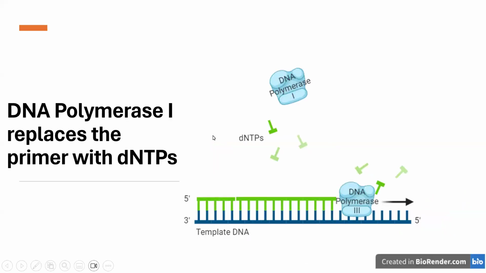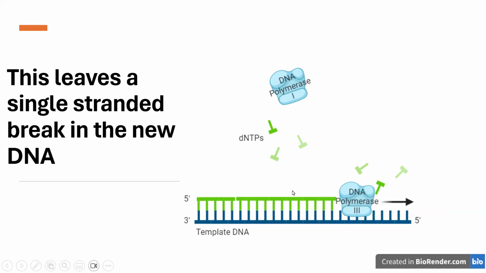And then it's going to add in DNA bases in that same 5' to 3' direction. So it's going to cut out one, replace it with a DNTP, move over, do the next one. Now notice that there's a break that's left between these two sections of the DNA, so they were unable to make this bond together. This is what's called a single-stranded nick in DNA.